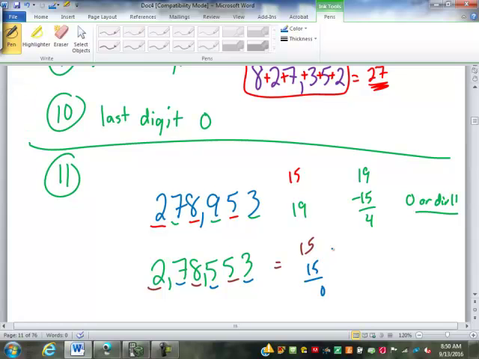Now you can see that's kind of a complex little rule to go through. And with calculators, you just punch in the number and divide by 11, and you're done. You don't have to worry about it.